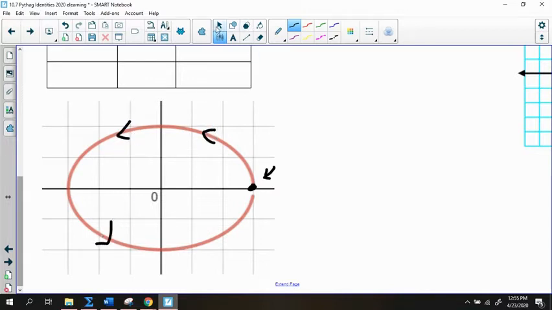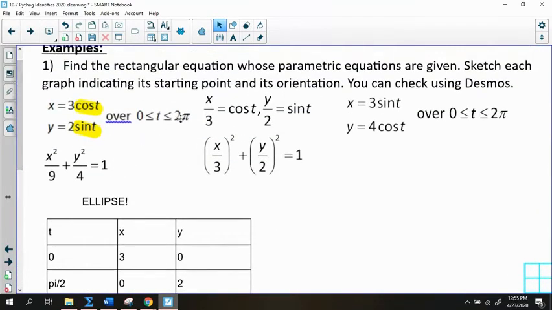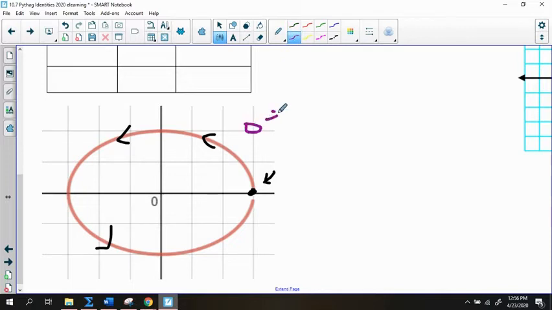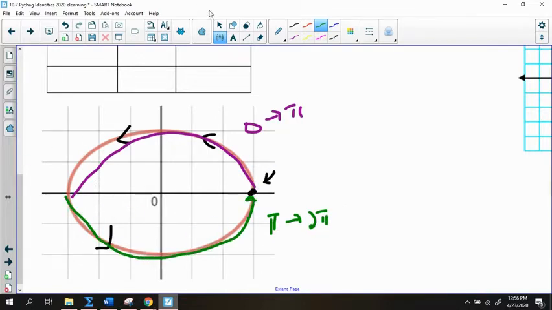and then the graph is going this way, okay? Now, if I had told you to only go from 0 to pi, that would have only given you the upper half of this ellipse. So 0 to pi would have gone from (3, 0) to (negative 3, 0). If I had told you to go from pi to 2 pi, you would have only had the bottom half of the ellipse. So from 0 to pi would have been this upper part, and from pi to 2 pi would have given you this bottom part, still going in that same direction.